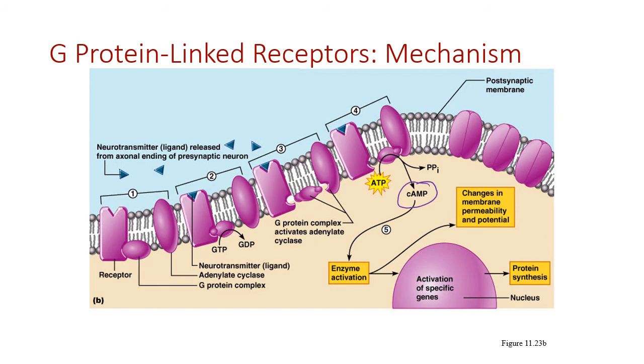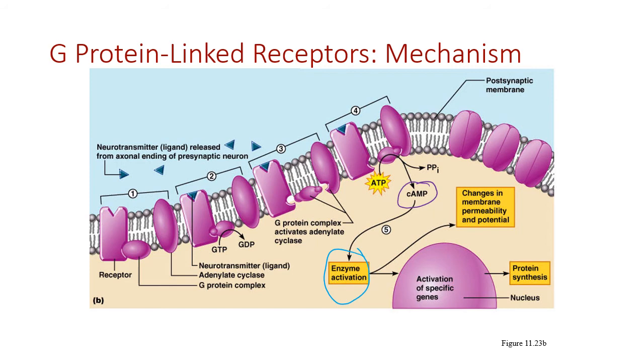That second messenger inside there can then activate protein kinases. Those protein kinases are enzyme activation. Can then go and start some other processes inside the cells. It may turn on some specific genes. It may open ion channels. It may close ion channels. Whatever it happens to be, it's doing it inside the cell now.